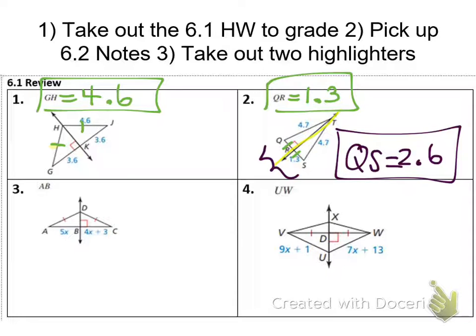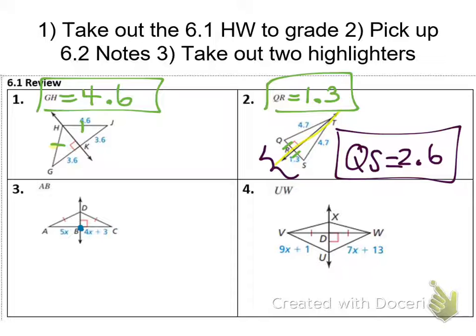Number 3. Find the length of AB. We're going to do the same thing. What do we call point B? What is that one called? It's not the bisector. It's the midpoint. It is a midpoint.